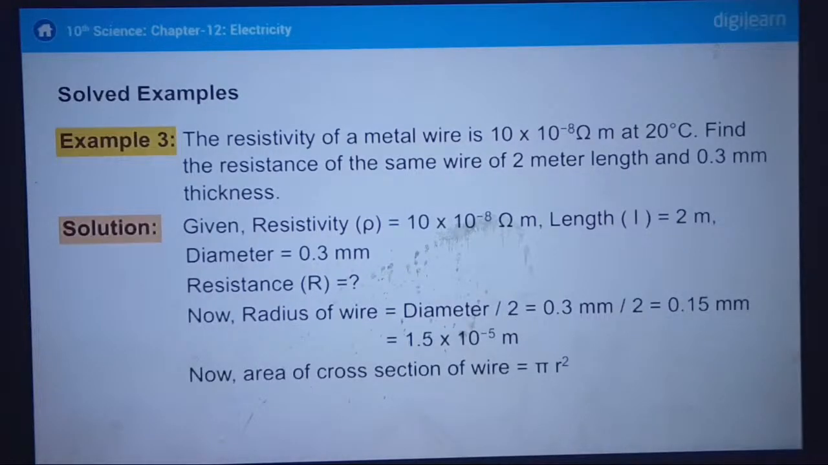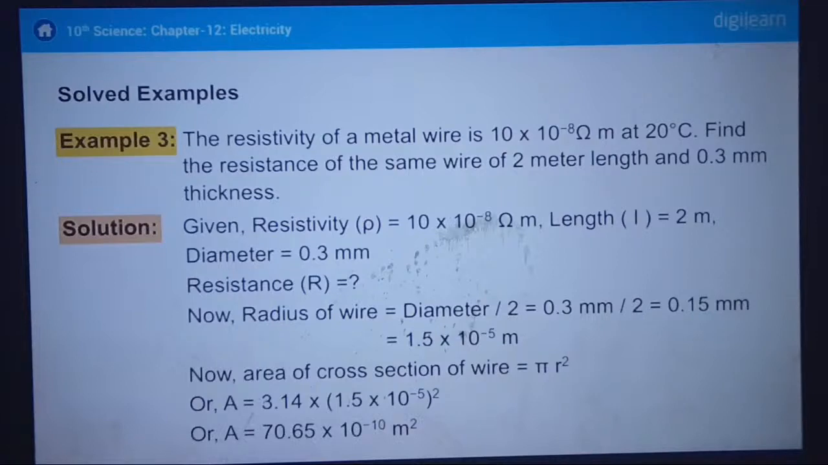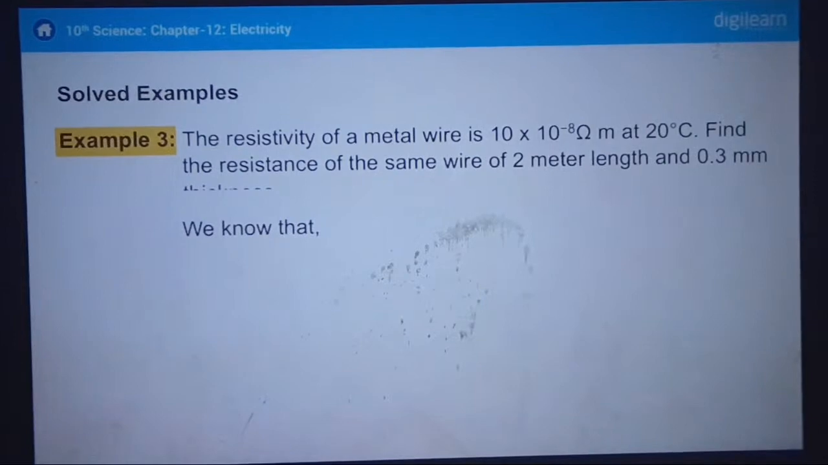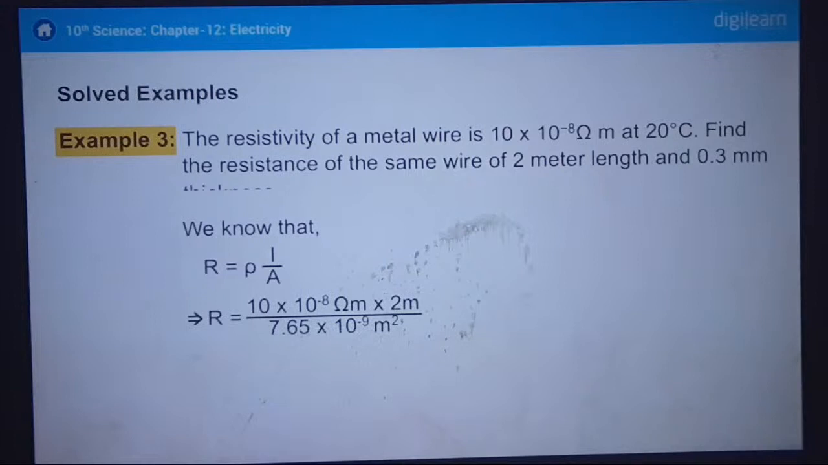Now, area of cross section of wire equal to pi r square, or A equal to 3.14 into brackets open 1.5 into 10 raised to minus 5 whole square, or A equal to 70.65 into 10 raised to minus 10 meter square. We know that R equal to rho L by A. R equal to 10 into 10 raised to minus 8 ohm meter into 2 meter by 7.065 into 10 raised to minus 9 meter square. Therefore, R equal to 10 into 2 ohms by 7.065 into 10. That is equal to 2 ohms by 7.065. That is equal to 0.26 ohm.